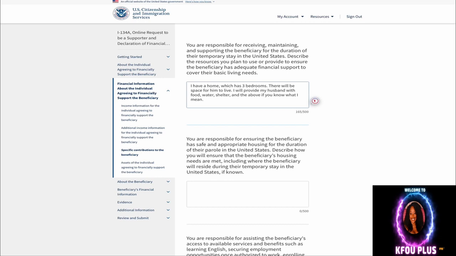And if you have any other ways or resources to help or support your beneficiary, include that there. This is just an example of what you could put. Also, remember to put the income as well. I'll have sufficient income to support my beneficiary. All right, so let's autocorrect that. Remember, this is just an example. You can adapt this to yourself and how you are going to be able to financially support your beneficiary and cover their basic living needs, okay?